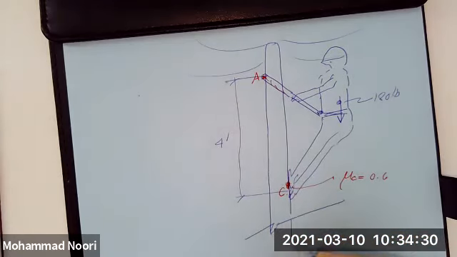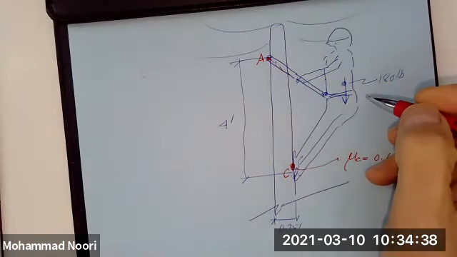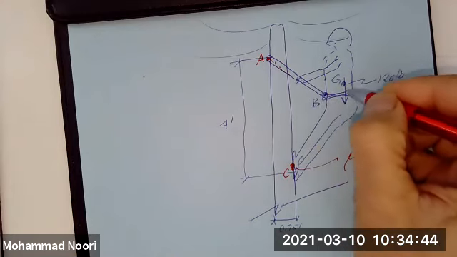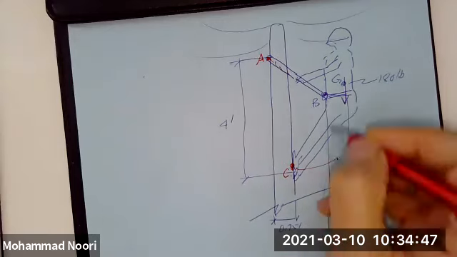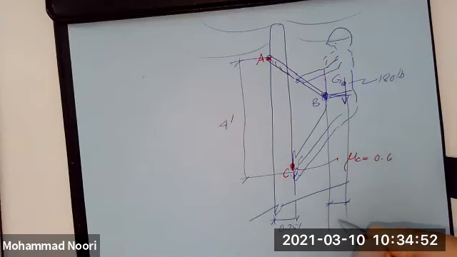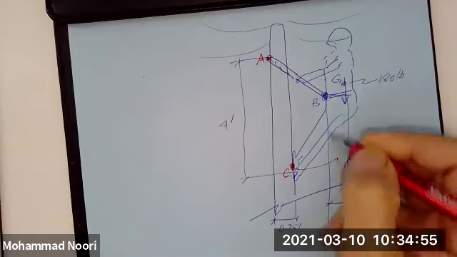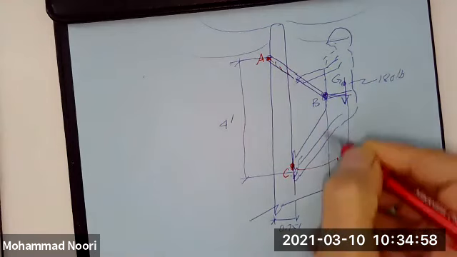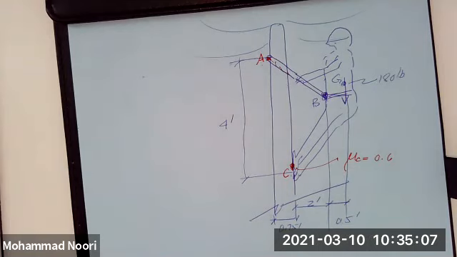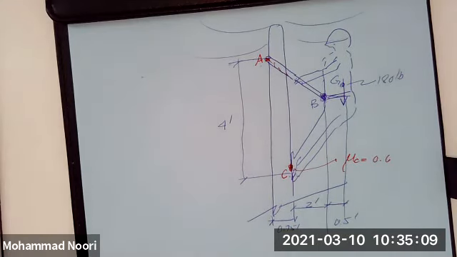The thickness of this pole is given as 0.75 feet. The distance between the center of gravity, this is B, this is G, and this guy's tummy is 0.5 feet. Between this guy's tummy and where this belt connects to the pole is a distance of 2 feet. So this is the geometry of the problem.